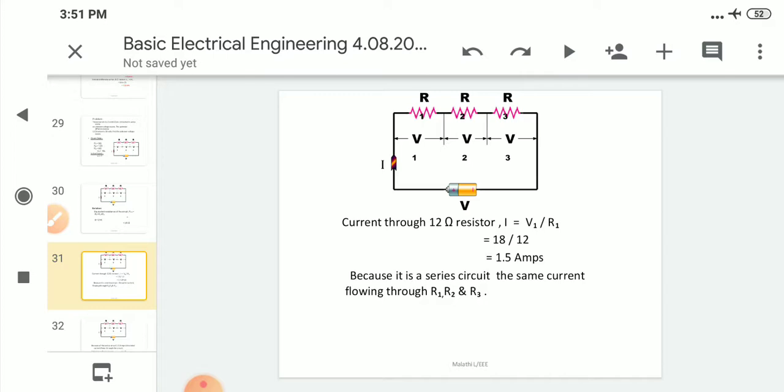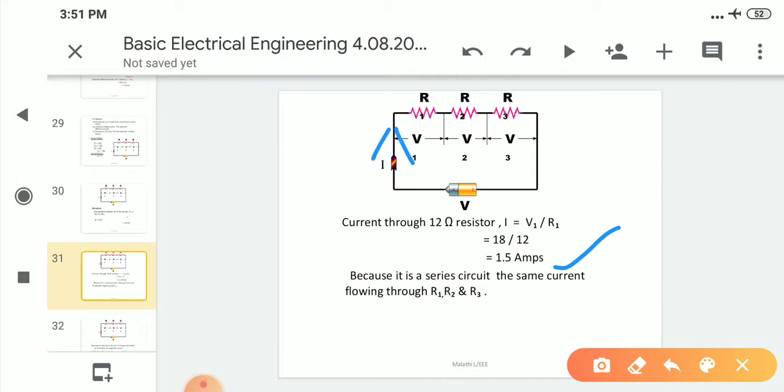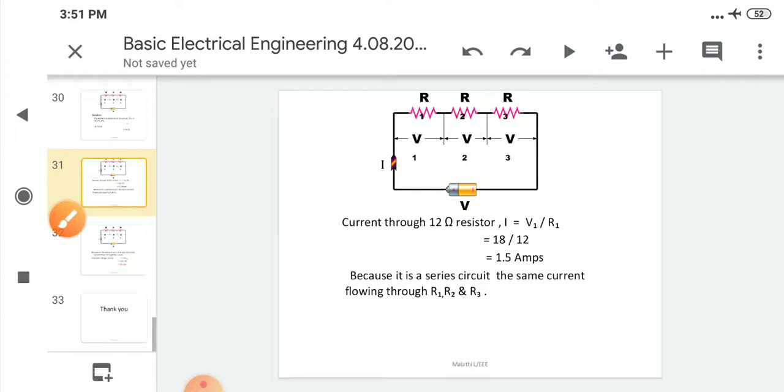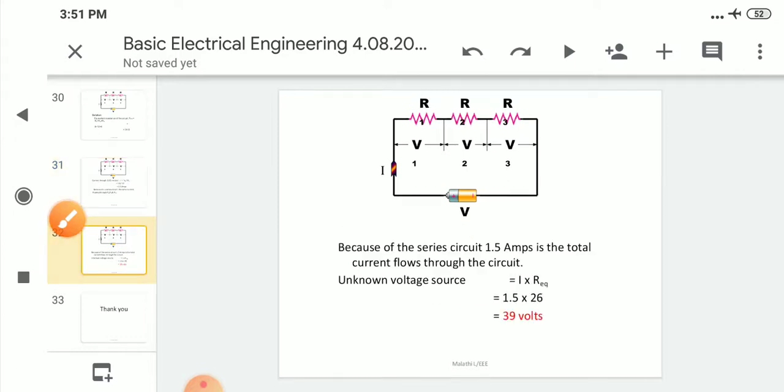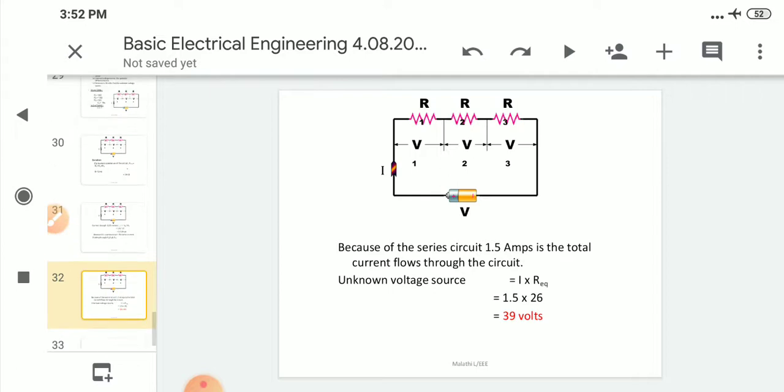Here this is a series circuit. Throughout the circuit, the current value is 1.5 amperes only. The current value is the same throughout the circuit. So V is I into R equivalent, 1.5 into 26, which gives 39 volts.